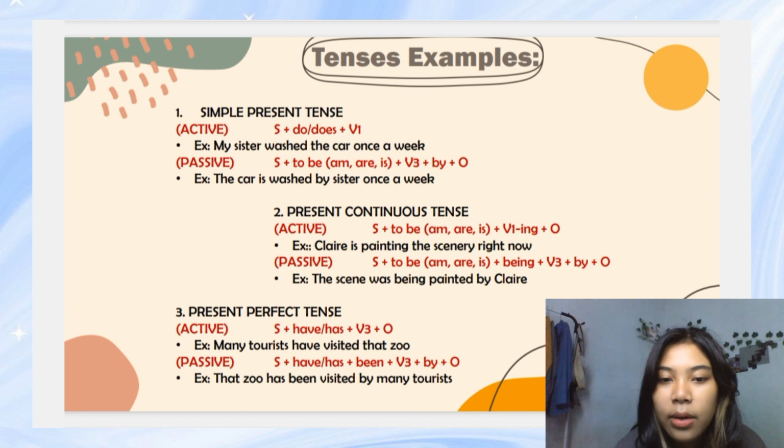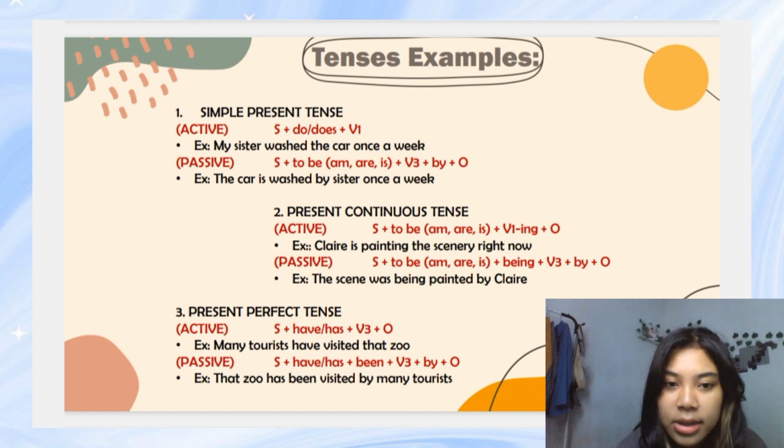And next, about the tenses, examples of active and passive voice. First, simple present tense. For active: subject plus do or does plus verb 1. For example, my sister washes the car once a week. Passive: subject plus to be, am, are, is, plus verb 3 plus by plus object. For example, the car is washed by my sister once a week.